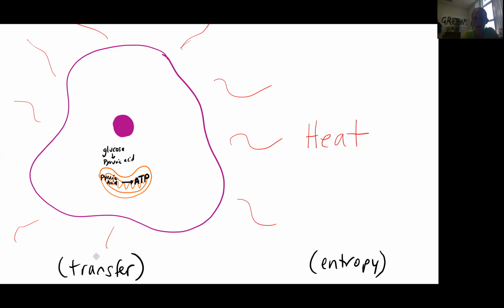But we know that, right? Because we know that our bodies are warmer than the environment. We know that if we are chilly, one thing we can do is move around a little bit and generate some heat. So we know that work at the cellular level or the organismal level will generate heat.